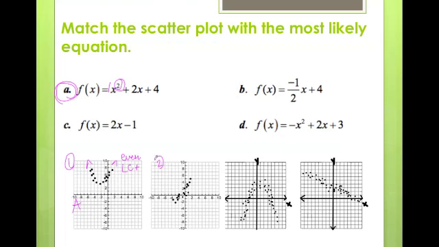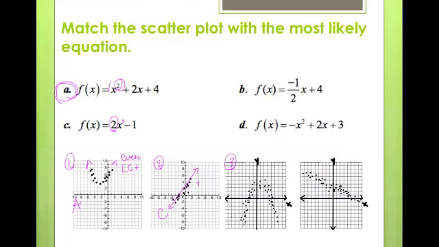When I look at number 2, I see that my data follows a line, so it looks linear, and it looks like it has a positive slope. When I look at my choices, I see that choice C has a positive slope, and it's linear because the degree is 1.